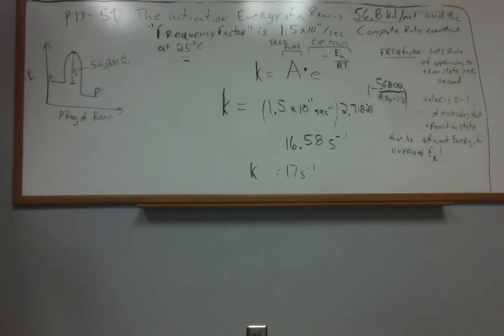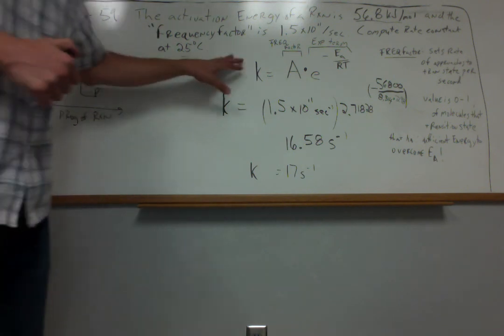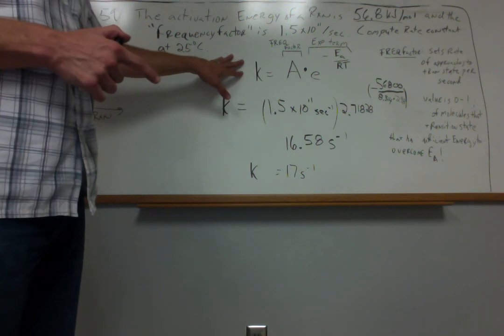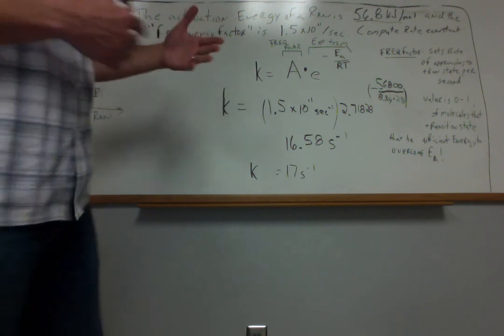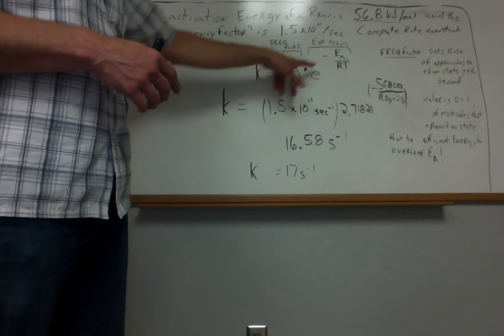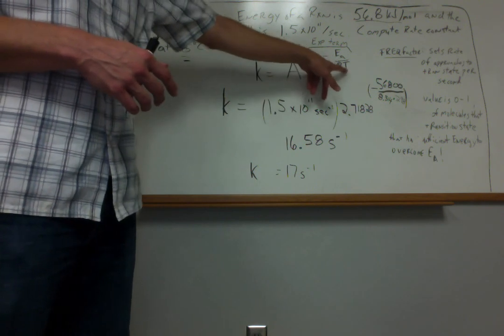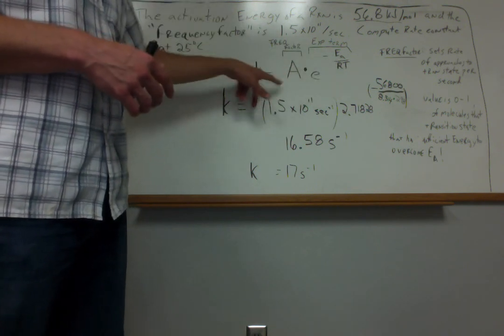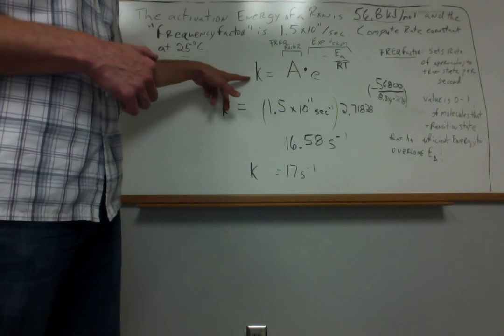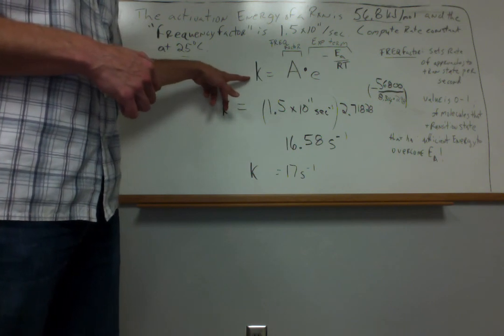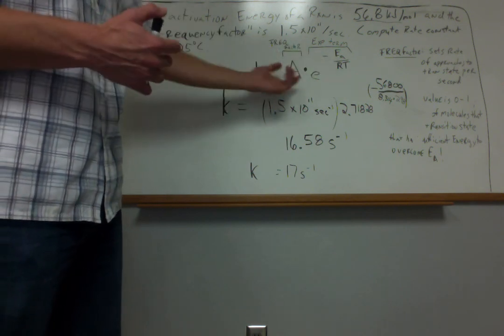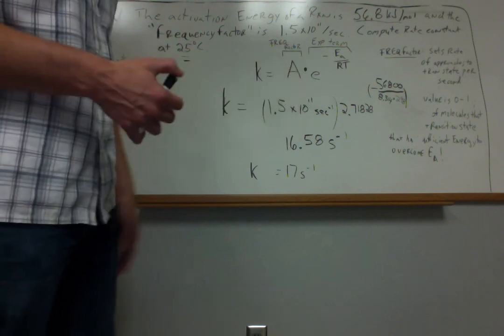I hope it was useful for you. It shows its usage. Again, we're going to use this equation all the time to basically interrelate variables such as frequency factor, activation energy, and temperature. Those are really your big three. In some problems, maybe you're given the rate constant at a particular temperature, you're told the activation energy, and you're asked to find the frequency factor. You could rearrange variables and do that.